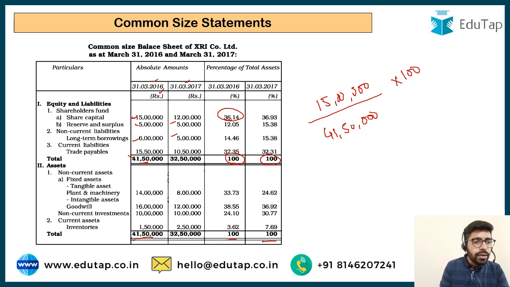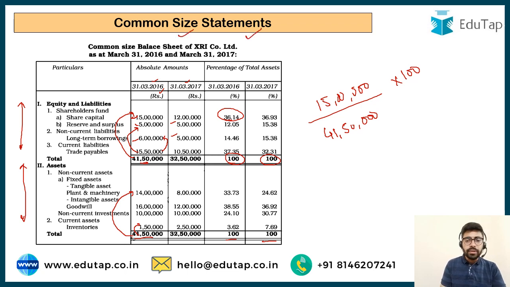How are we doing it? We are comparing how the total is related to share capital, how it is related to reserves, how it is related to the liabilities of the company. Similarly, for the assets, we are seeing how much the total assets are related with the tangible assets, plant and machinery, how much with the current assets and all. So this is a technique of vertical analysis. This is shown through common size statements.